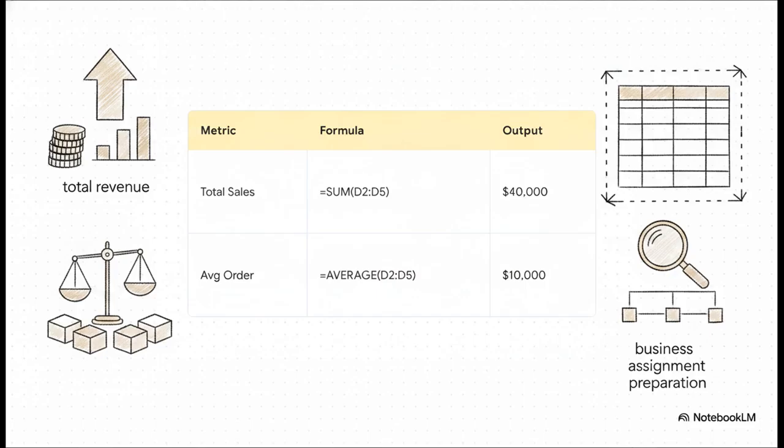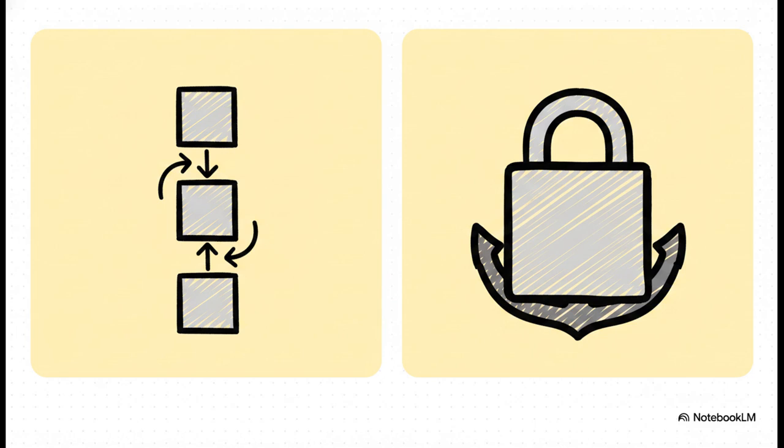Want to know the typical order size? The average function swoops in and tells us it's $10,000. Proper range containment here, like specifically referencing D2 through D5, is essential so your formulas capture the exact data required and nothing else. Now, this is absolutely crucial, understanding cell referencing.